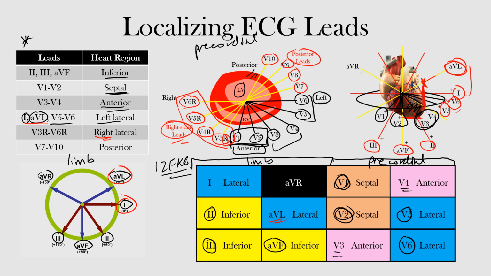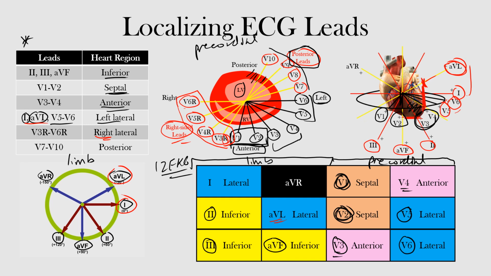And then the posterior leads, V7 through V10 back here, are the ones that can give us an idea of what's going on in the back. So we mentioned if we see ST depression in those anterior leads, V1, V2, and even V3, we may consider a posterior infarct because we're seeing reciprocal changes. In those cases, we'll order these posterior leads, especially if we don't have a right bundle branch block present, to see if there's something going on back there.